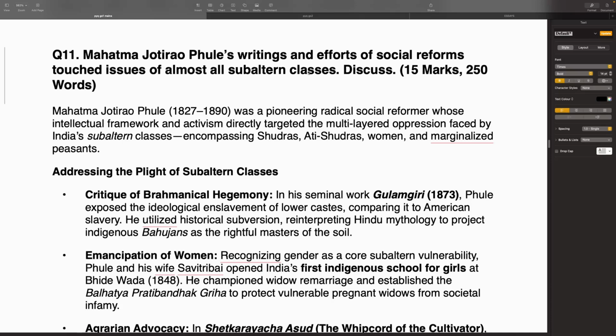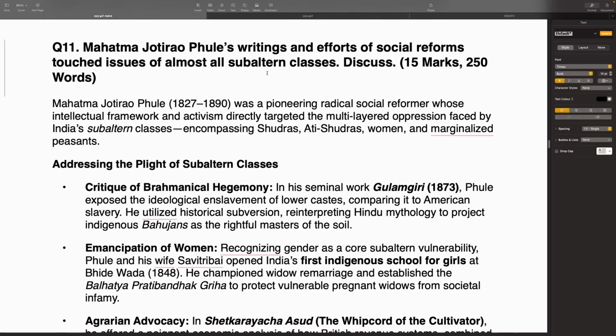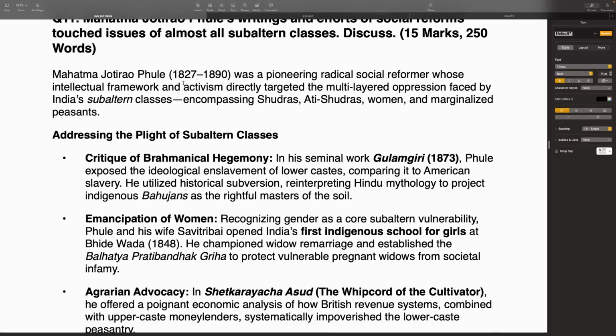Mahatma Jyotirao Phule's writings and efforts of social reforms touched issues of almost all subaltern classes. Discuss. Now this is a 250 words question.